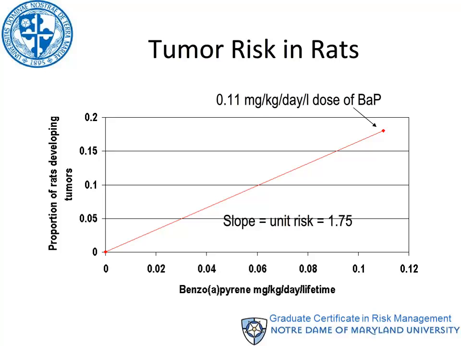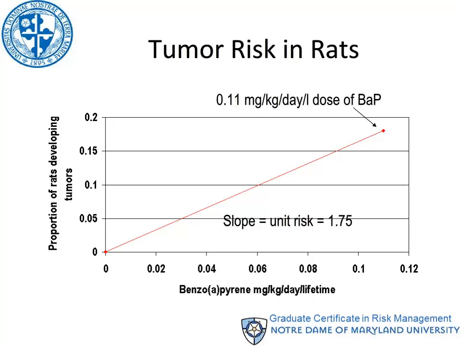So with that point, and with the assumption that there is no safe threshold of benzopyrene, meaning even one atom could possibly cause an adverse health effect, we can now take the 0 point and our single point, a ruler and a red pencil, and we can draw the dose response curve that you have there. Then we're going to calculate the slope of this line. It's called a unit risk. It's 1.75, and I'll explain that in the next couple of slides.